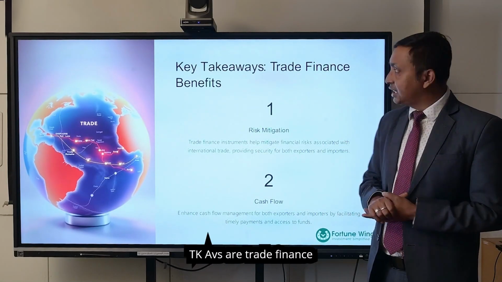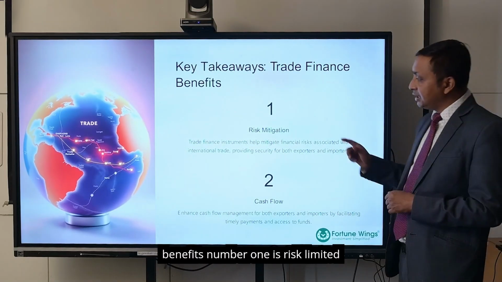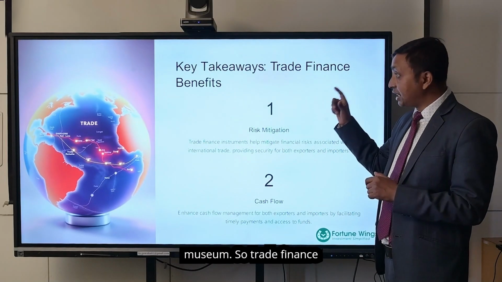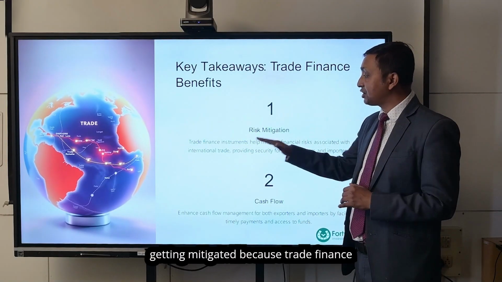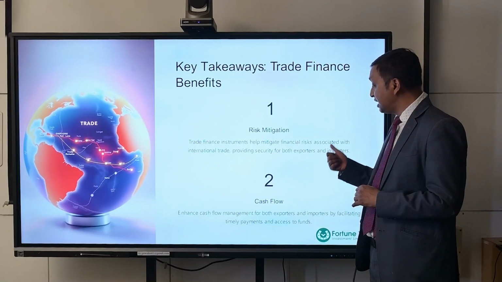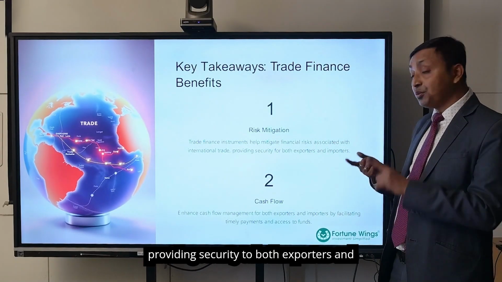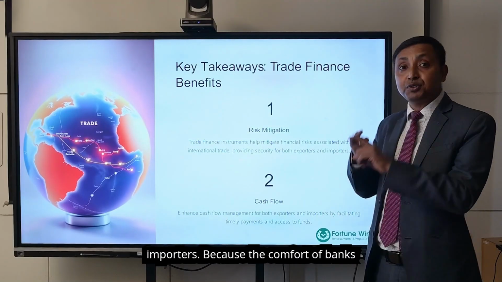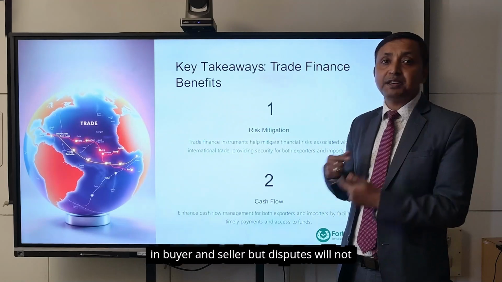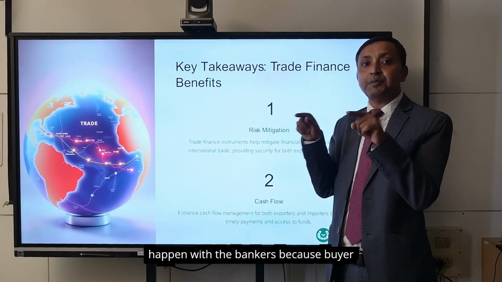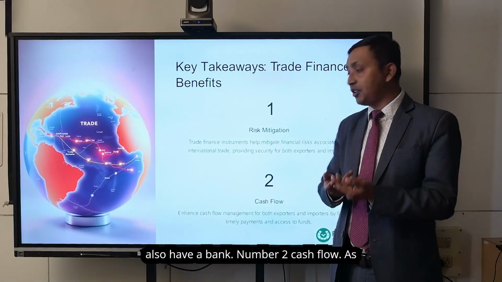Key takeaways. What are the takeaways? Trade finance benefits. Number one is risk mitigation. When you are doing trade finance with a bank, your risk is getting mitigated because trade finance instruments help mitigate financial risk associated with international trade, providing security to both exporters and importers because the comfort of banks is there. Dispute might be there between buyer and seller, but disputes will not happen with the bankers because buyer will also have a bank, seller will also have a bank.